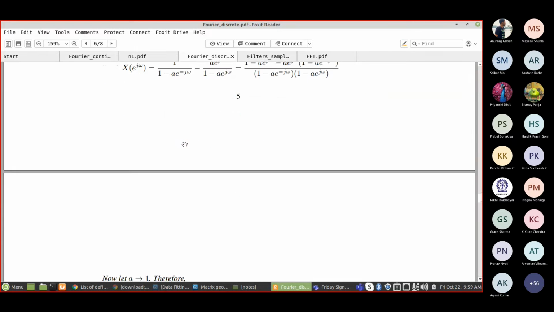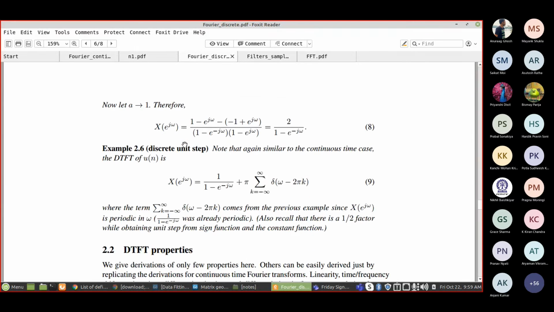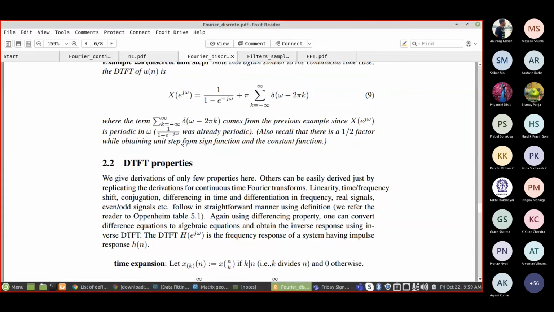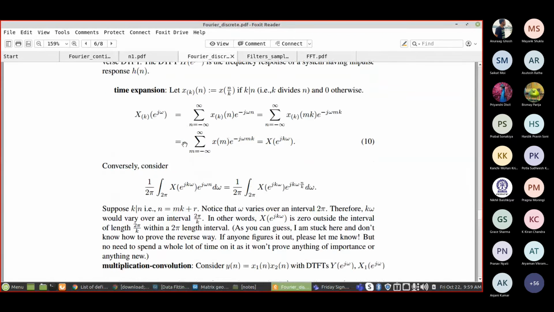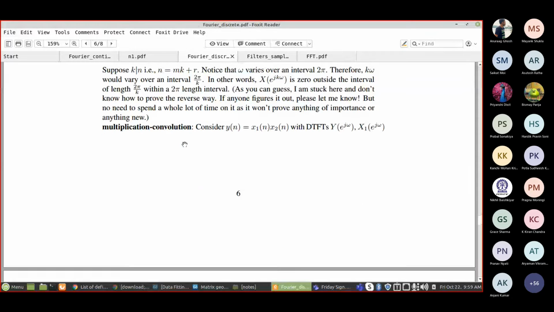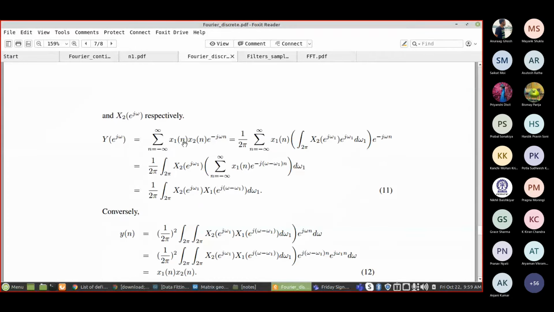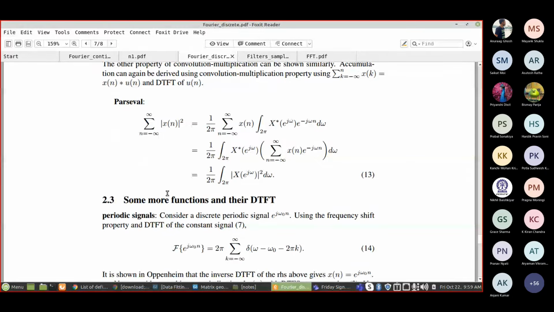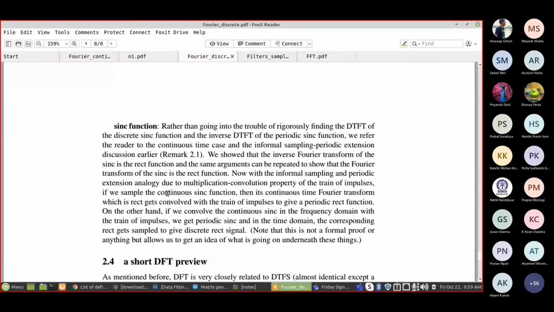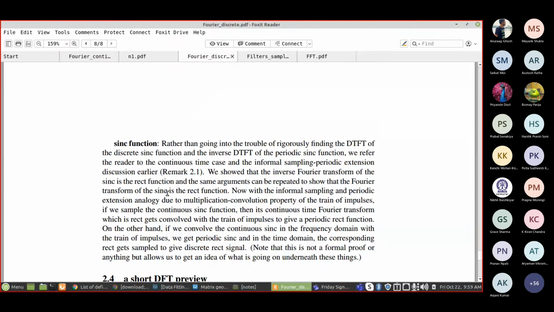All right, so let me not do that in detail. DTFT properties, yes, one or two might be slightly different, but most of them are almost the same. The only difference is, yes, you now have finite intervals of integral instead of infinite intervals, and it's more or less the same. And I'm sure you have seen at least some of these before.